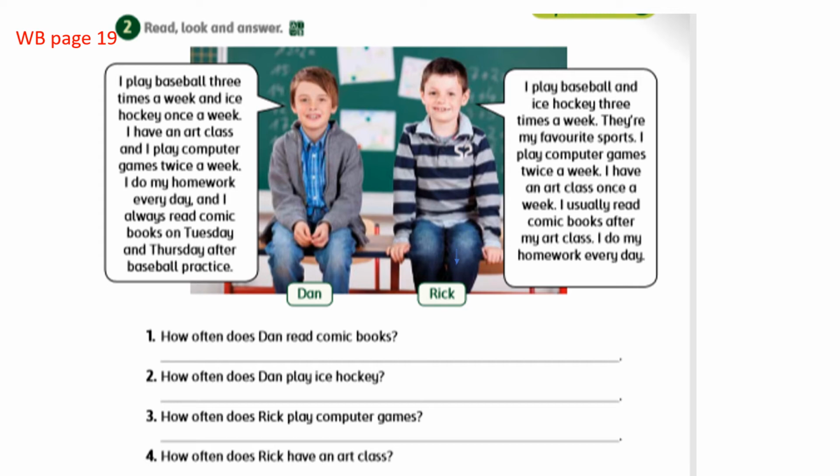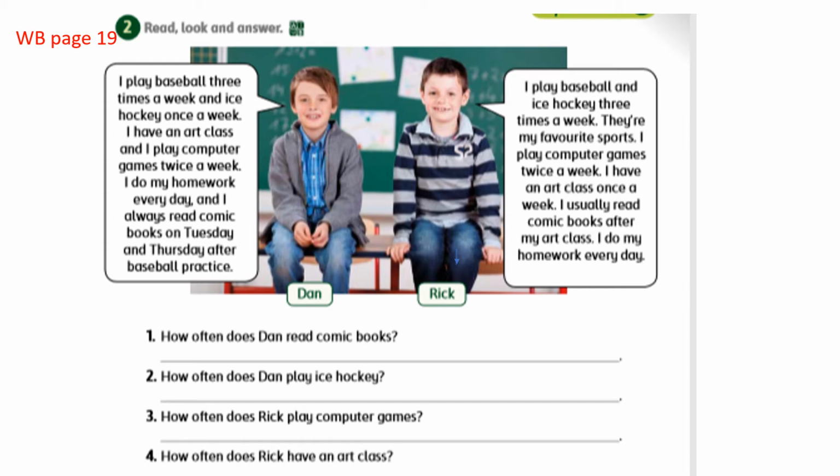I have an art class and I play computer games twice a week. So he has an art class, and he plays computer games twice a week. I do my homework every day, and I always read comic books on Tuesday and Thursday after baseball practice. So he reads comic books twice a week. This is Dan. What about Rick?